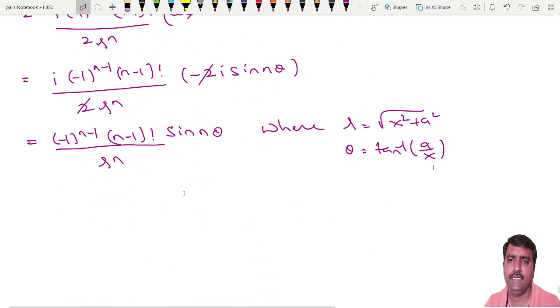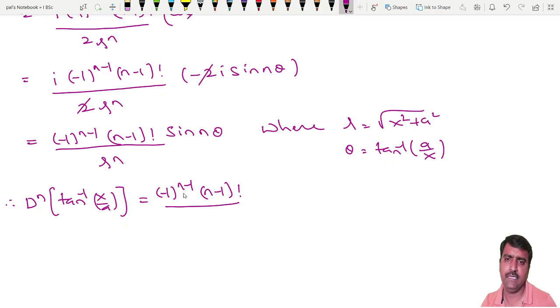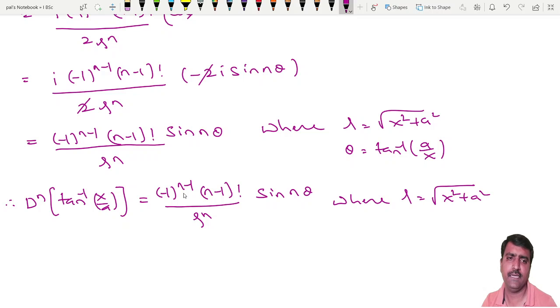So therefore, let me write one more time: the nth differentiation of tan inverse of x by a is equal to (-1)^(n-1) (n-1)! divided by r to the power of n into sin nθ, where r is equal to square root of x squared plus a squared, and theta is equal to tan inverse of a by x.